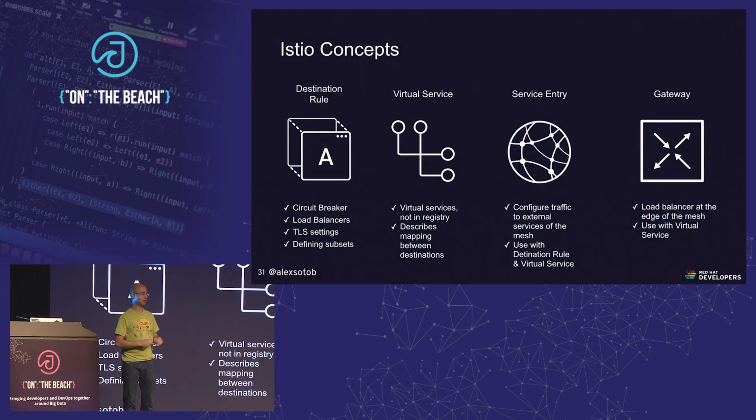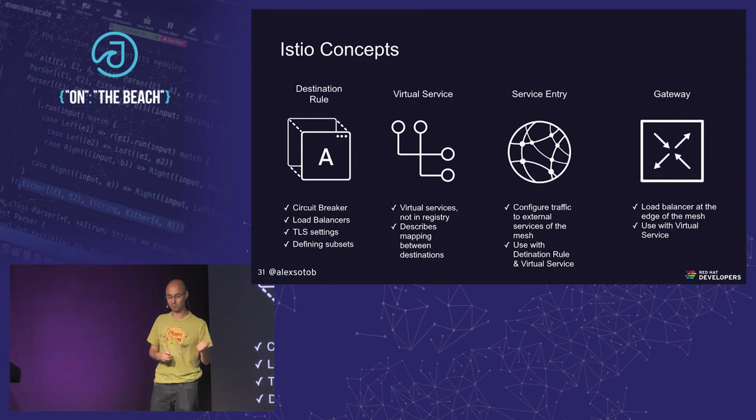Some Istio concepts. The first one is a destination rule. A destination rule is a Kubernetes custom resource which allows you to define circuit breakers, load balancers, TLS settings, or even subsets. Defining subsets is like creating groups of services. Then we have virtual services, which is virtual. I mean, it's not the concept of service that we have in Kubernetes. So it's not a registry, and it just describes the mapping between destinations. This is where we define that service A can communicate with service B version 1, and maybe service A version 2 needs to communicate with service B version 2.